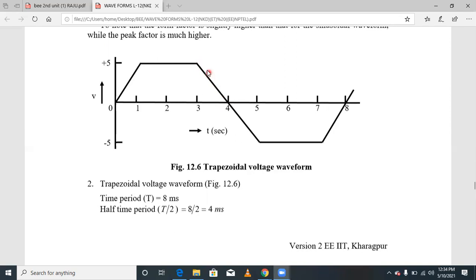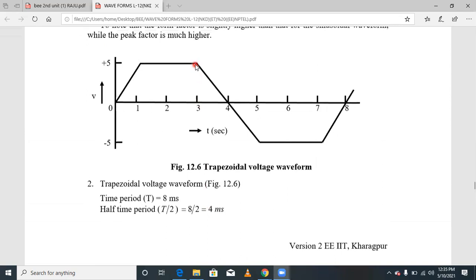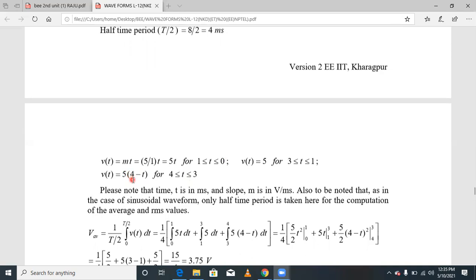So I find the slope here. What are the coordinates here? 3 comma 5, and here 4 comma 0. X axis 4, y axis 0. So 3 comma 5 and 4 comma 0, that is x1 y1 and x2 y2. By using the relation, I find its slope, y2 minus y1 by x2 minus x1. So we'll get 5 into 4 minus t for 3 less than or equal to t less than or equal to 4. This is the expression for this slope.